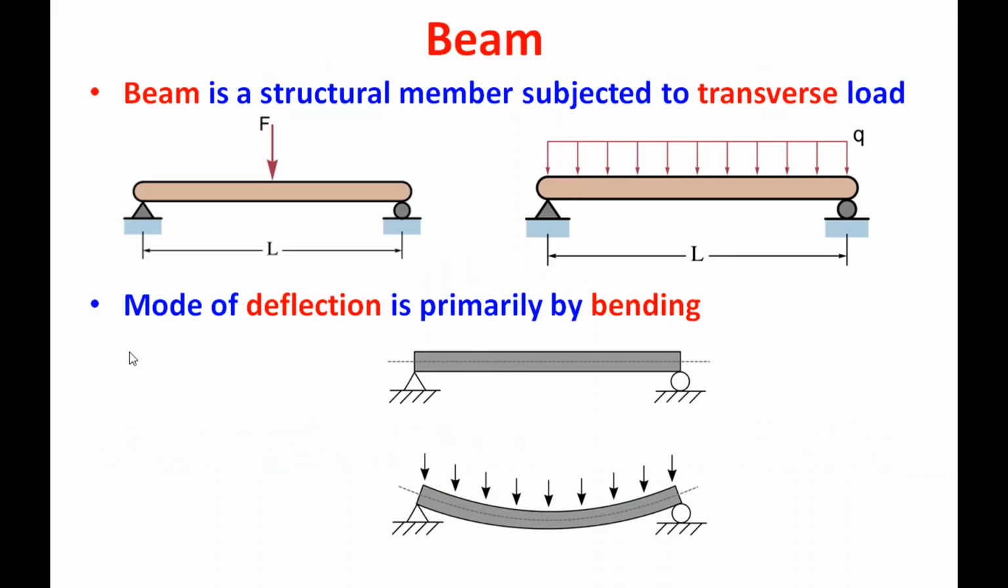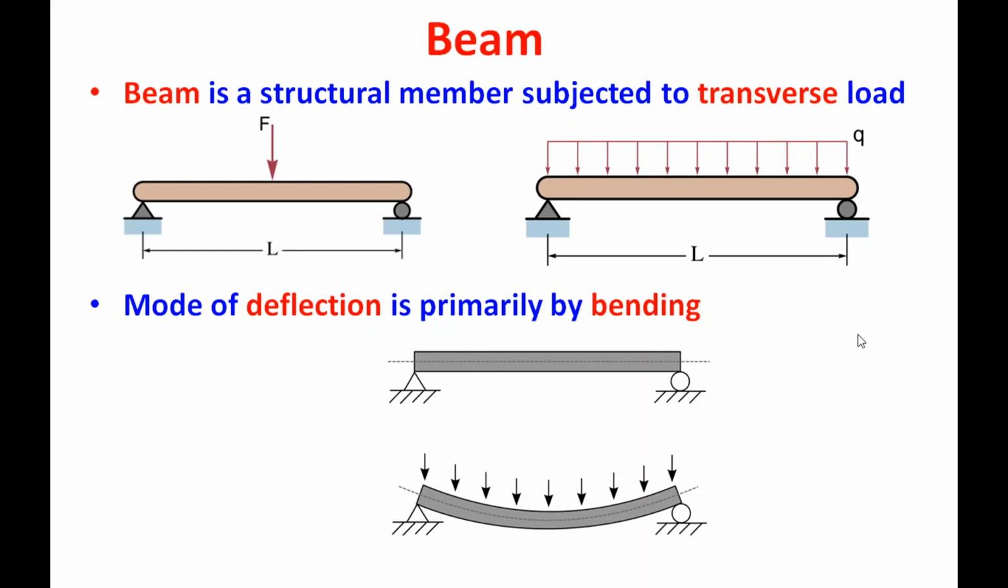In engineering, when we do structural analysis, most of the machine members or structural members can be classified into three major categories. One is bar, another one is beam, third one is shaft. In case of bar, the load will be acting along the axis of the member. That is why it is called an axially loaded member. So the deflection is also along the axial direction.